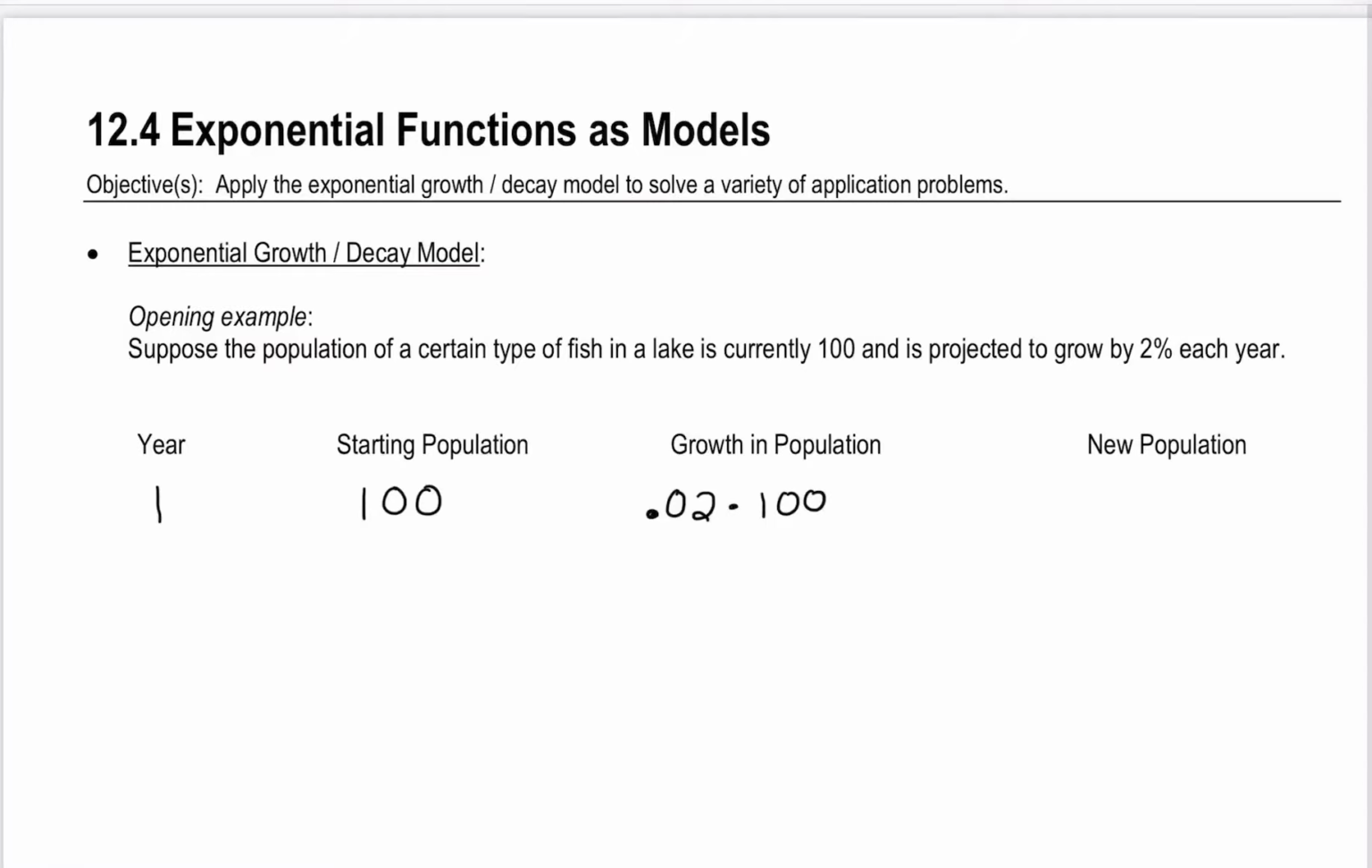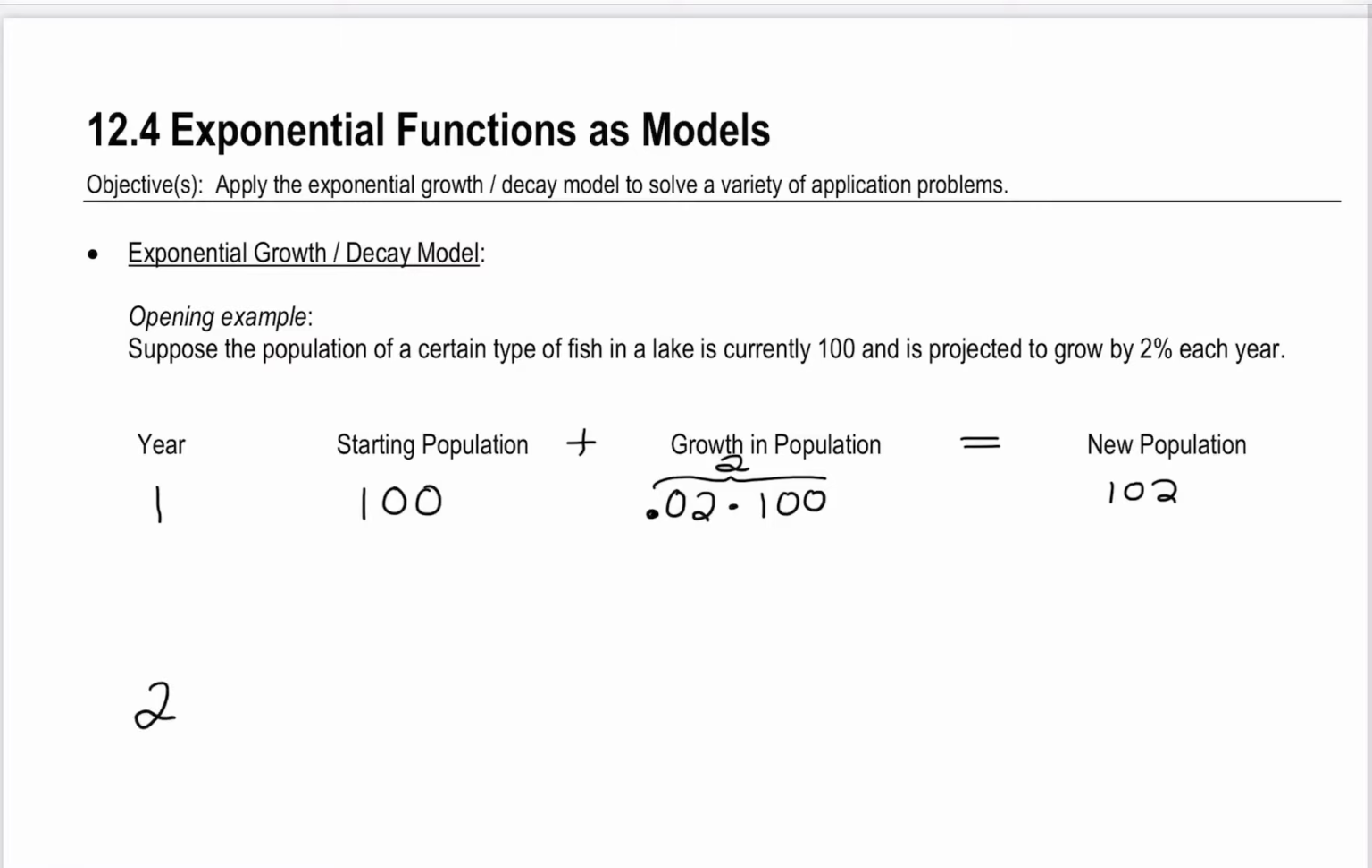So that, of course, is going to give us 2. And so we're going to end up with a new population. So this 0.02 times 100, that is 2. And so our new population is going to be this 100 plus the 2. So we're taking our starting population, adding our growth, and that's going to be our new population. So we end at 102. All right, so leave a gap because we're going to fill in something in between here.